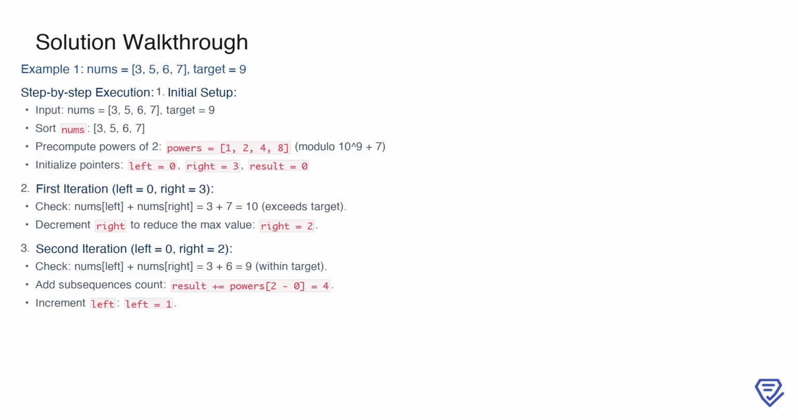In the first iteration, we calculate the sum of nums[left] and nums[right], which is 3 plus 7, equal to 10. Since this exceeds the target, we reduce the range by decrementing the right pointer to 2. In the second iteration, the sum becomes 3 plus 6, equal to 9, which meets the condition. We then add the count of valid subsequences starting with nums[left], using powers[right - left], which is powers[2 - 0], equals 4. Finally, we move the left pointer forward to index 1, narrowing the range further.